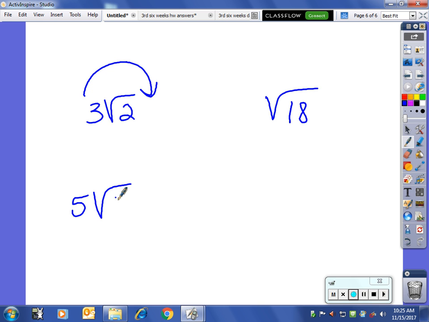What about 5 times the square root of 3? What would that be? Right. So you should be able to go backwards as well. This 5 would go back in as a 25.